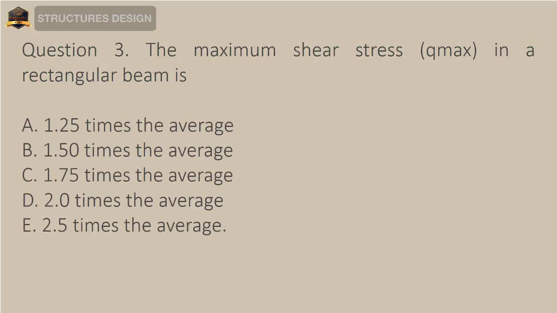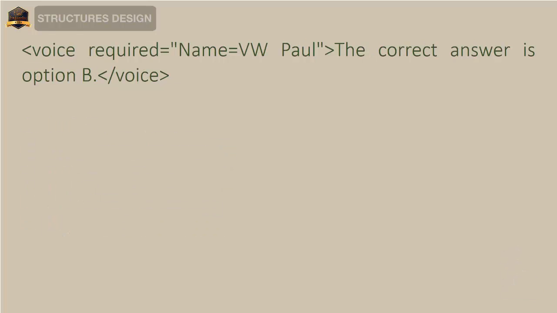Question 3. The maximum shear stress Qmax in a rectangular beam is: A, 1.25 times the average; B, 1.50 times the average; C, 1.75 times the average; D, 2.0 times the average; E, 2.5 times the average. The correct answer is option B.